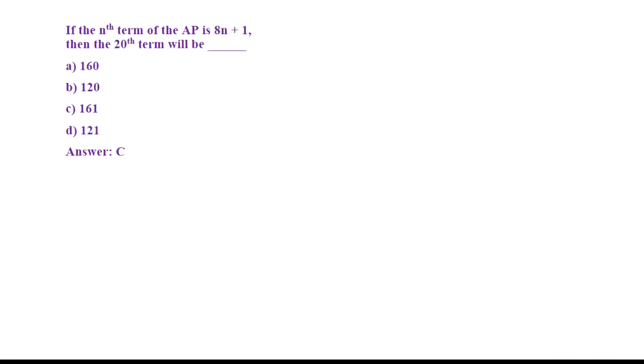The same type of question. nth term formula is given to us, 8n plus 1, then the 20th term. So it is 8 into 20 plus 1. 8 twenties are 160 plus 1, which is equal to how much? 161. Correct? 161. Next question.